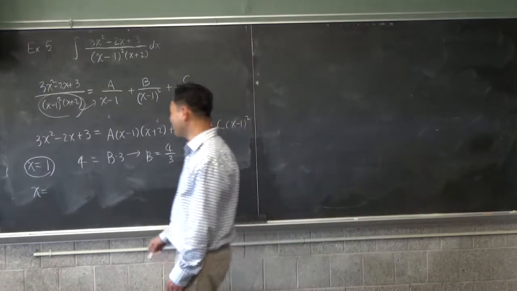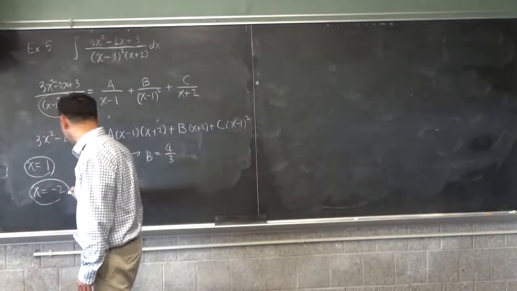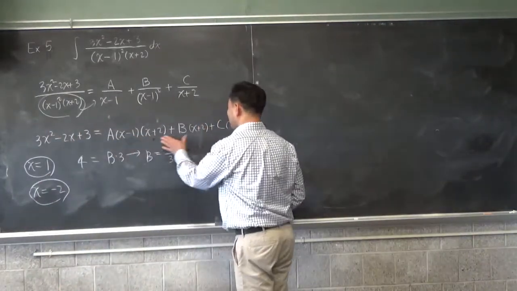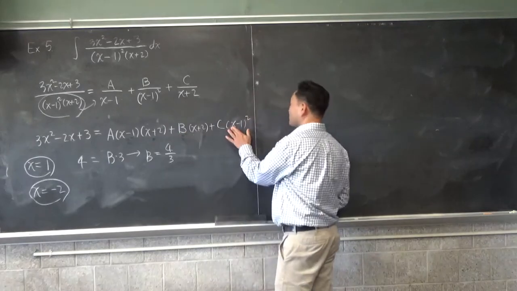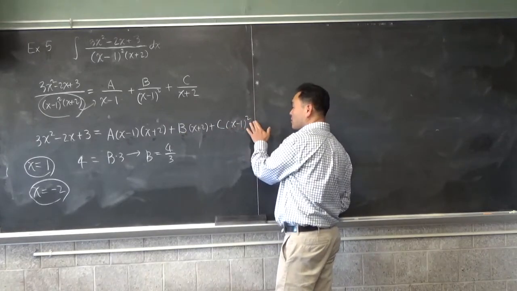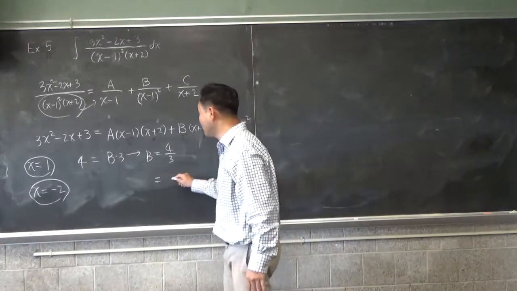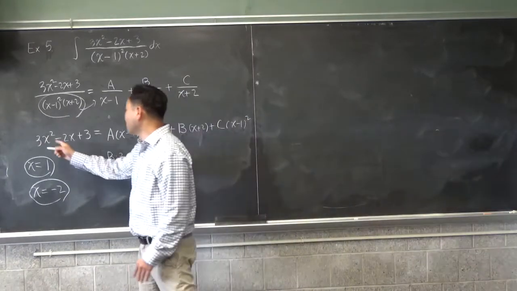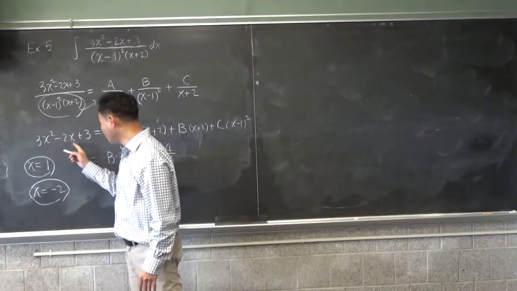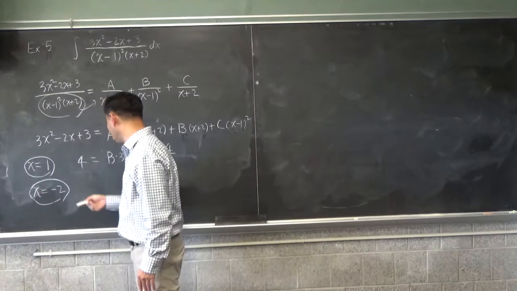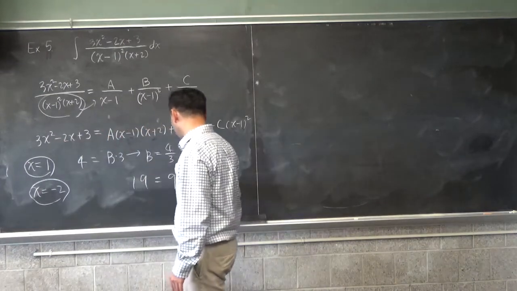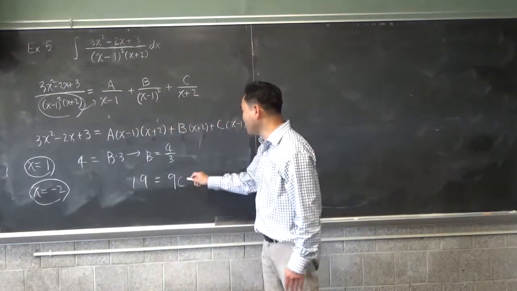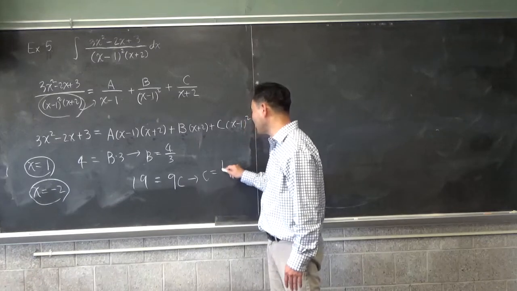Negative 2. Yeah, you want to plug in negative 2 because this time this is gone, and this will be negative 2 minus 1, negative 3 squared, which is 9C on the right side. The left is 12 plus 4, 16 plus 3, 19. So you get 9C equals 19, so C is equal to 19 over 9.